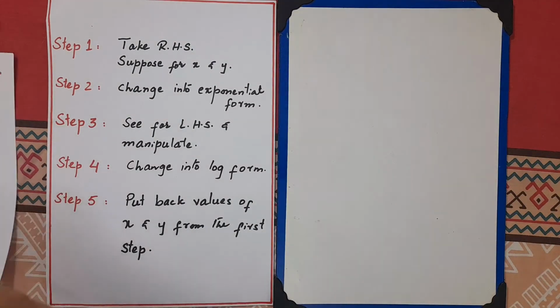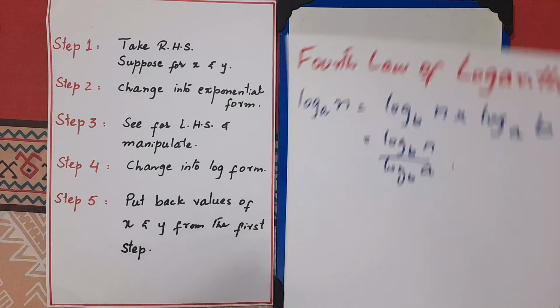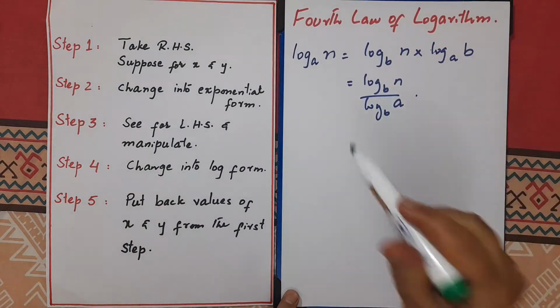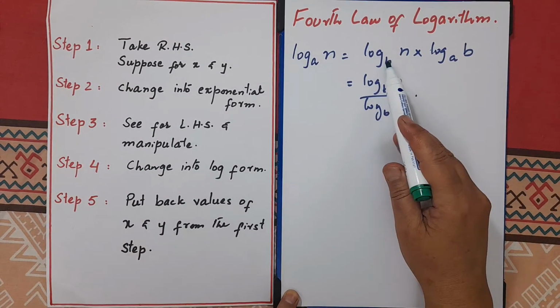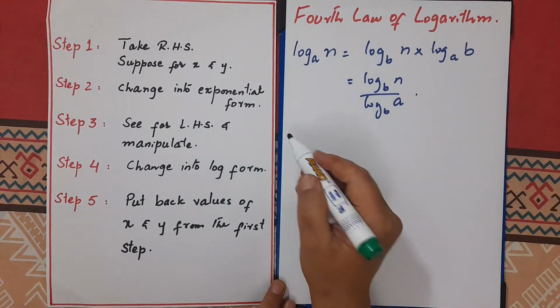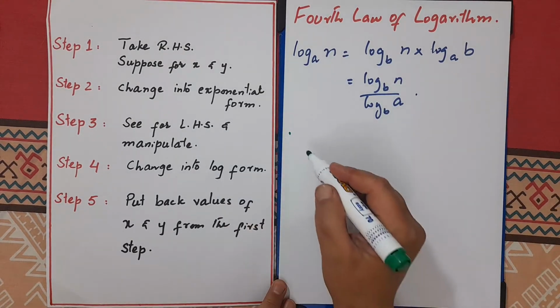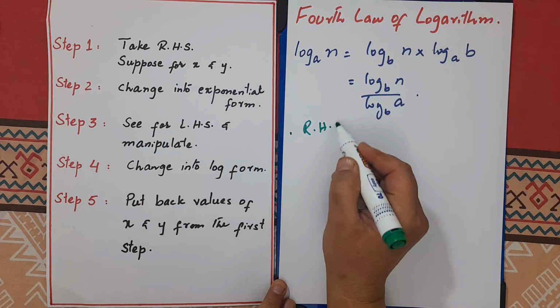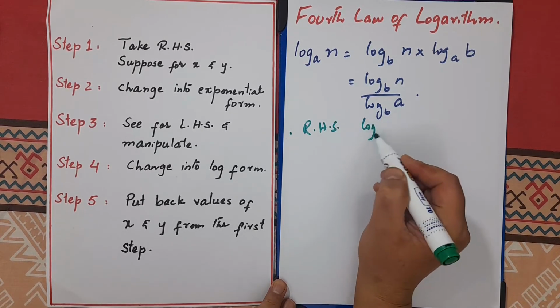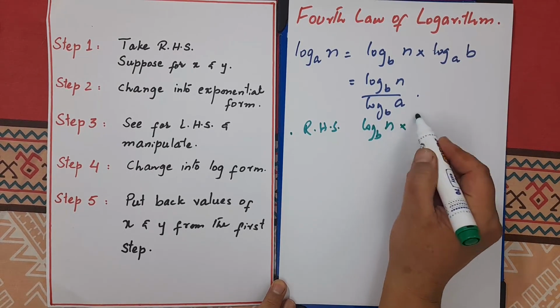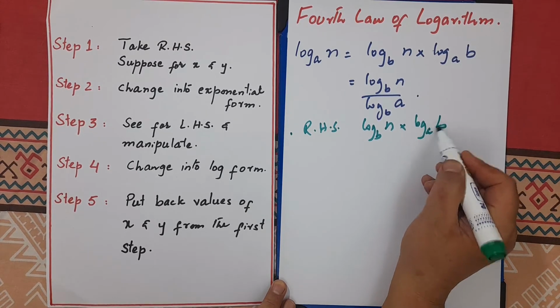Let us come to the fourth law of logarithm. Our fourth law of logarithm says log to the base a of n is equal to, when we have to change the base, following the same steps, the right hand side: log to the base b of n into log to the base a of b.